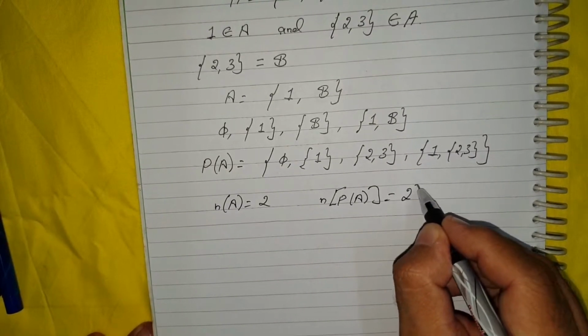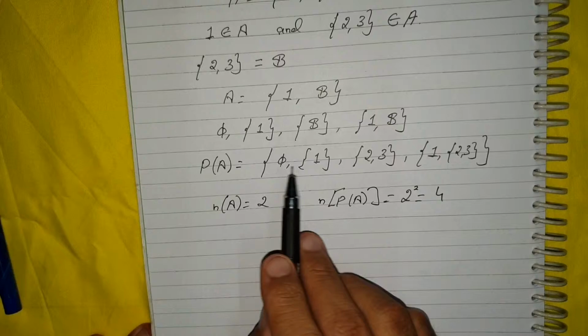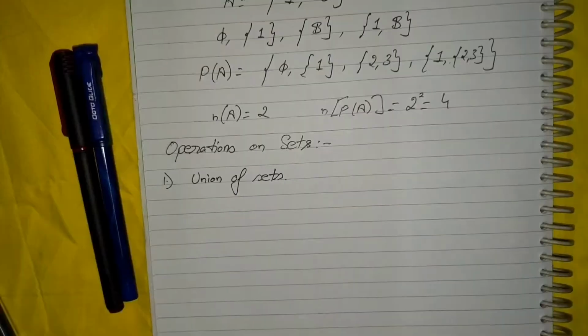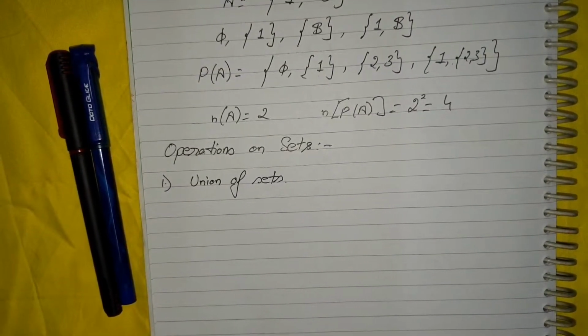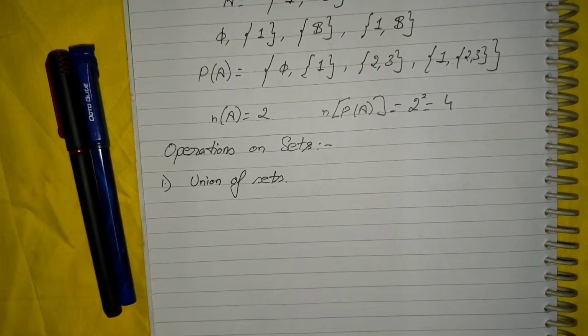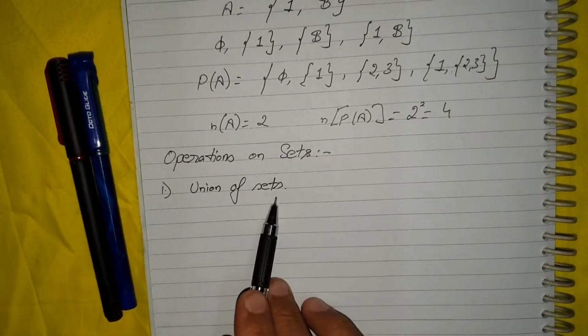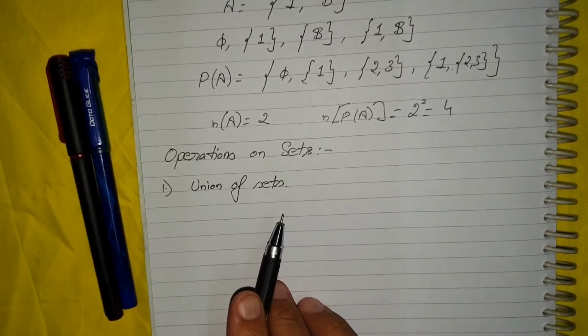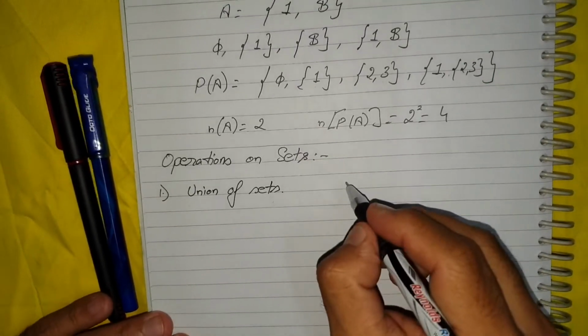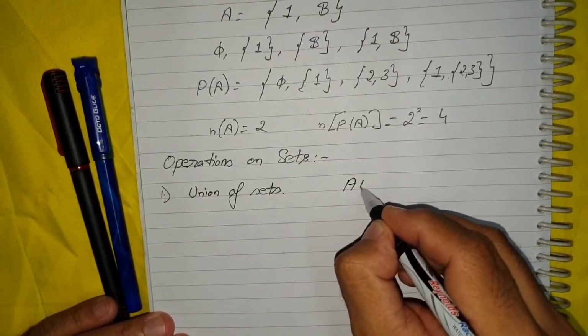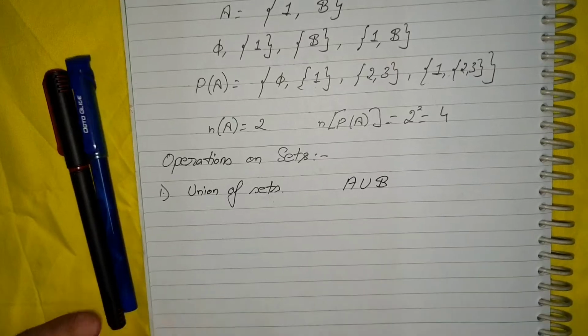is 2 to the power 2, which is 4. 1, 2, 3, 4. Now we have operations on sets. The first operation on sets is the union of sets. The union of two sets A and B is denoted by A union B.